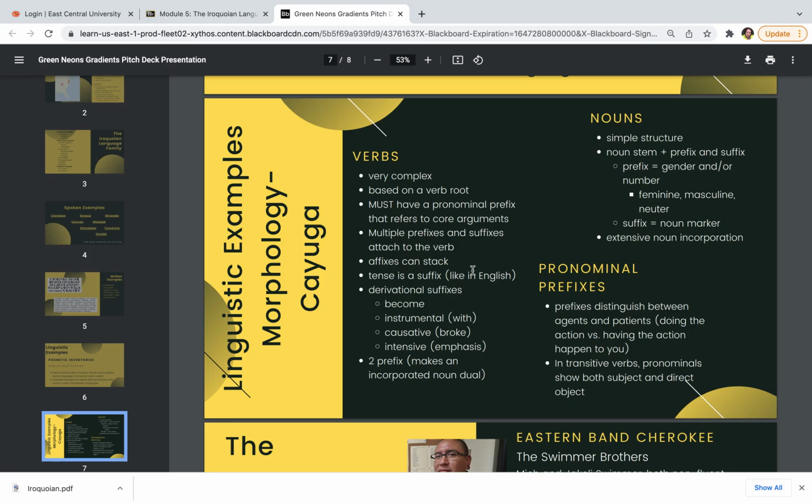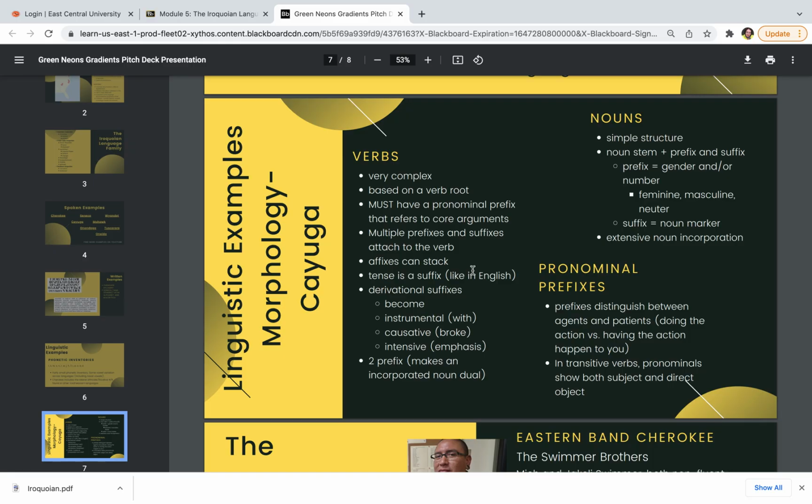So they have to have a pronominal prefix. This pronominal prefix that attaches to the front of the verb root is going to tell you your subject and your direct objects, and your indirect object, maybe even, of your sentence. So instead of being a separate word, it's going to be a prefix onto the front of the verb. And there's multiple prefixes and suffixes, so you can stack them up really big and get a really big word for the verb of the sentence.